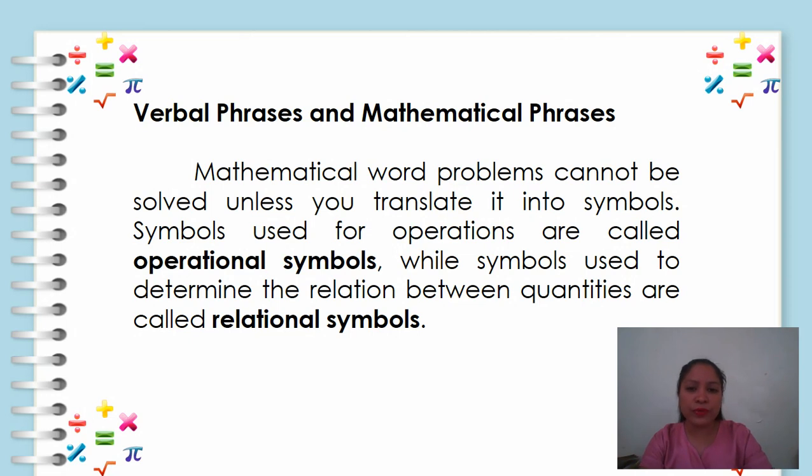Symbols used for operations are called operational symbols. Ang example natin ng operational symbols ay halimbawa the plus sign, the minus sign, and etc. While symbols used to determine the relation between quantities are called relational symbols. So, ang example naman natin ng relational symbols ay the equal sign, the inequality symbol, halimbawa ay the less than, the greater than, so on and so forth.